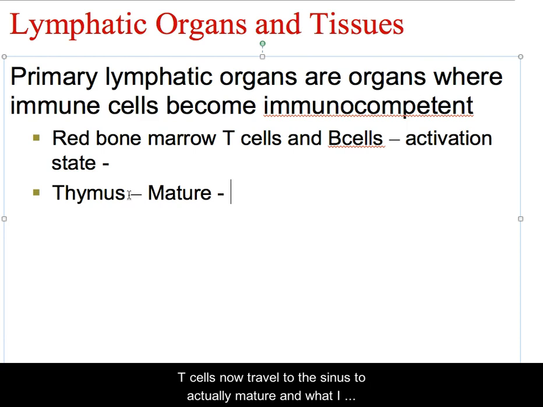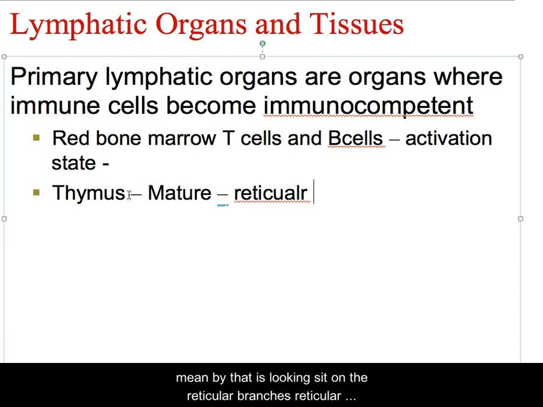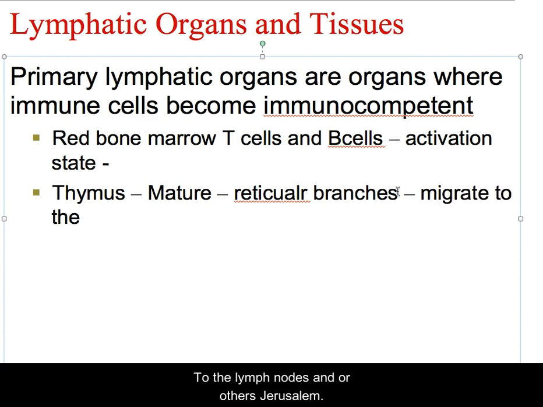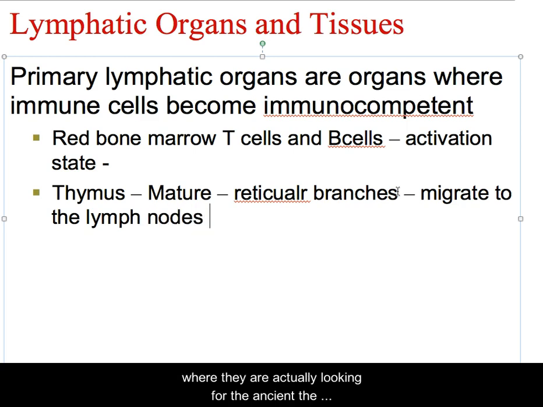sit on the reticular branches. And those, reticular's not spelled right there, but don't worry about it. Reticular branches, and they're going to mature. And then what they'll do is they'll migrate to the lymph nodes and or other structures inside the body, where they are actually looking for the molecule that will actually activate them. Reticular. Let's spell that right. It's driving me crazy.